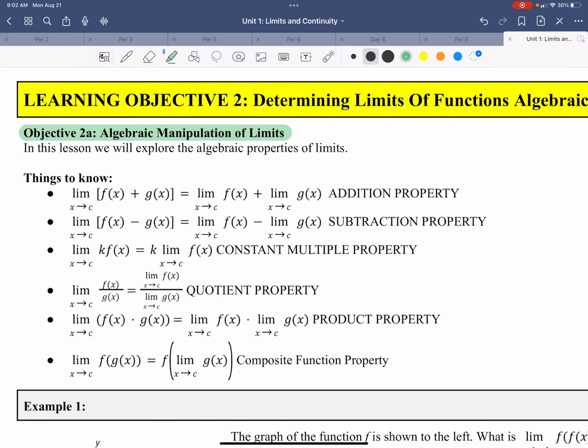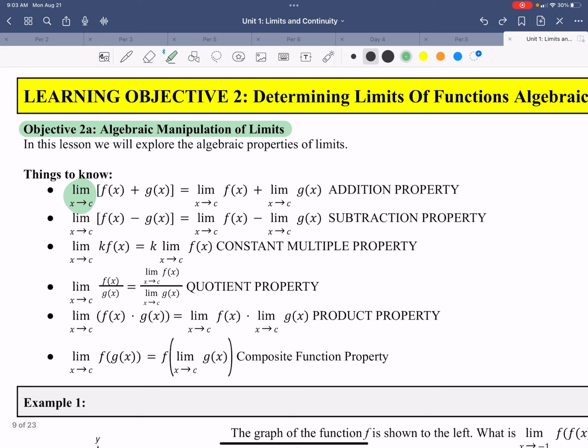Anyways, our objective today is to explore the algebraic properties of limits. Things to know: if you have the limit as x approaches c of f of x plus g of x, this has something like the distributive property, where the limit gets distributed to both, and that's equal to the limit as x approaches c of f of x plus the limit as x approaches c of g of x.